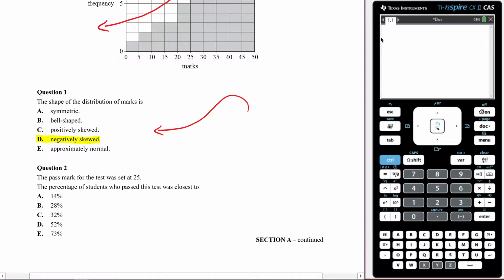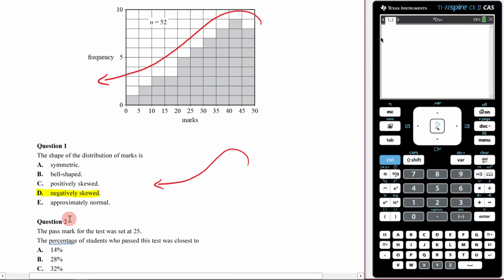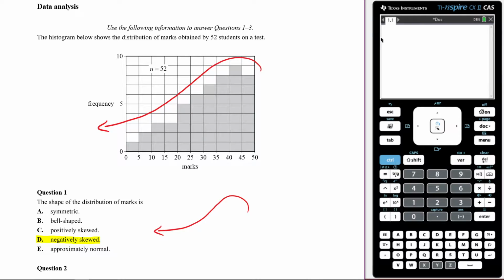We now move on to question 2 here. It says the pass mark for the test was set at 25. The percentage of students who passed this test was closest to, so really important here, we're after the percentage of students who passed the test was closest to which of the following. So we come up and we look here, and let's see what we can do here.